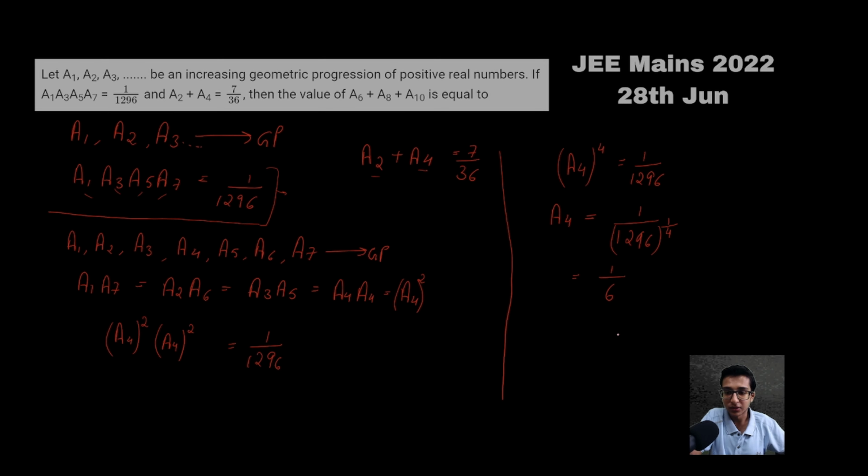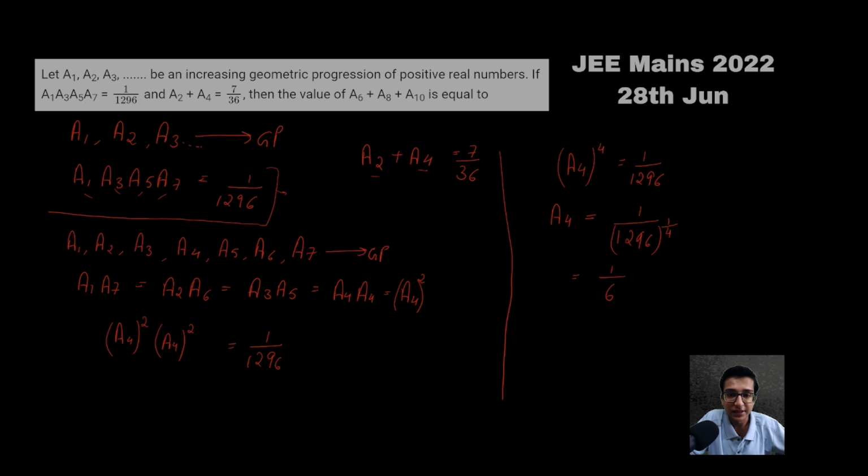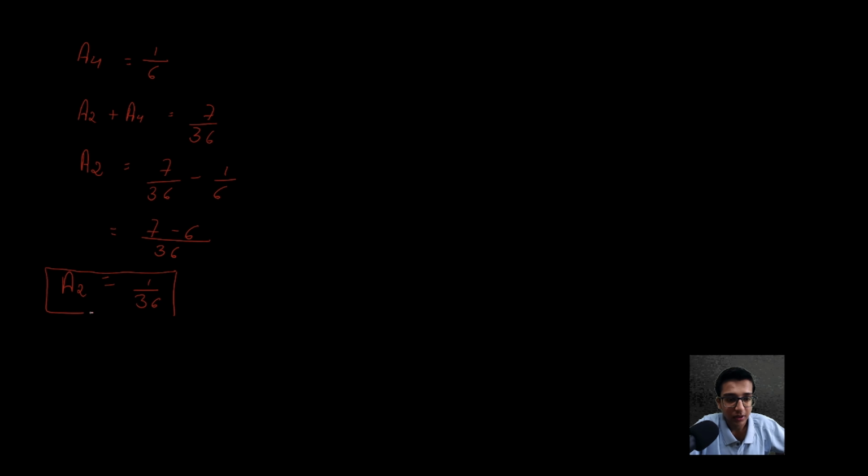So now let's take this to the next page. We have found the value of A4 to be 1 by 6, and we have been provided with the equation A2 plus A4 is equal to 7 by 36. So now we can find the value of A2, which becomes a lot easier for us. 7 by 36 minus 1 by 6. Let's take the LCM, 36, 7 minus 6, which makes it 1 by 36. So we've got the value of A2 as well. Now since we know A2, we know A4.